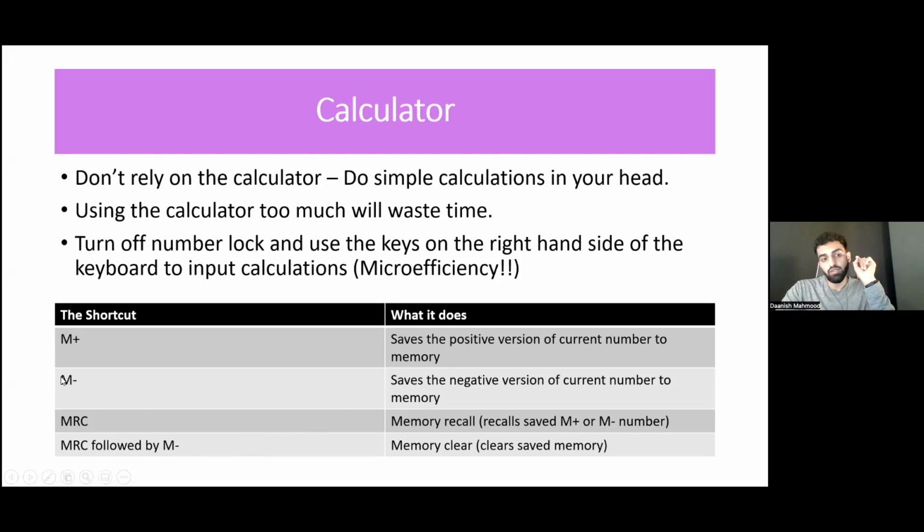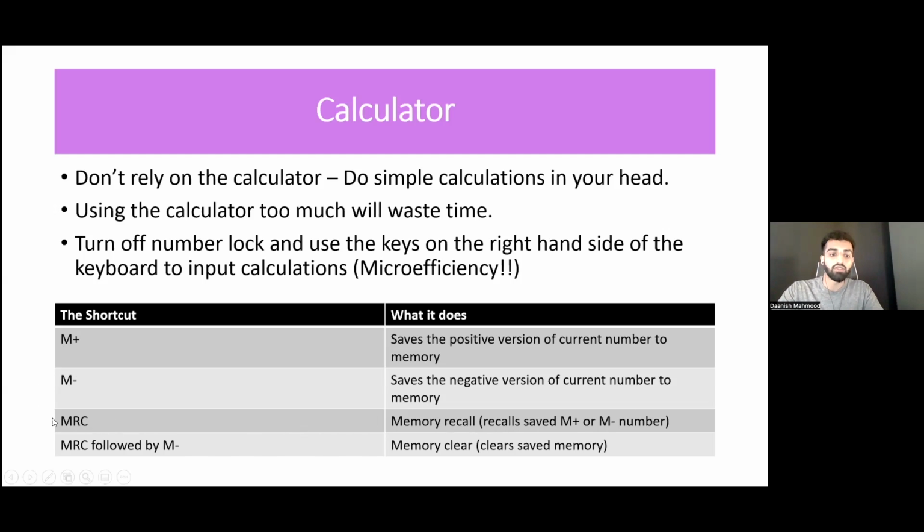What's the best way to explain this? Basically, if you've calculated a number and you need to subtract that number from something else. So if I did 5 + 5 = 10, and I need to do 100 take away 10, but I'm not going to remember 10 because it's a very complex number or something, I would press M minus, and this would save minus 10 on the memory of the calculator. So you do 5 + 5 = 10, and then you press M minus, and that will save minus 10. So then I type in 100, and all I have to do is press MRC, memory recall.